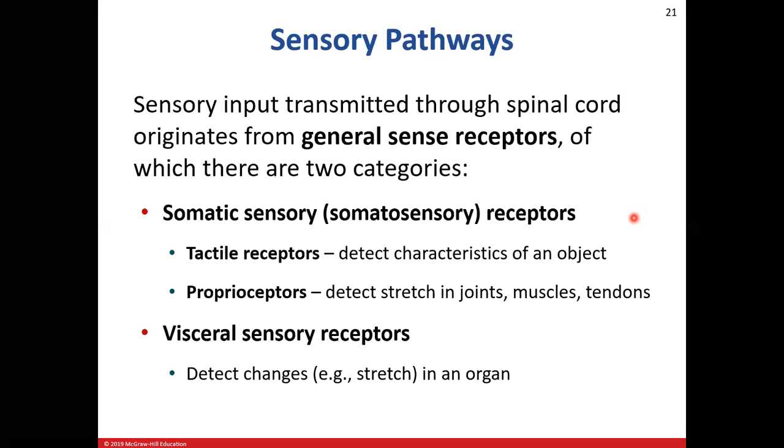Our second type of category is a visceral sensory receptor. And these are going to detect changes in the viscera, or what we would typically think of as an organ. So again, somatic, think of the characteristics of what somatic means. Skin, skeletal muscle, joint. Tactile receptors deal more with the skin. Proprioceptors deal more with the skeletal muscle and the joint. Visceral sensory receptors then, again, are more internal organs. They deal with the viscera.